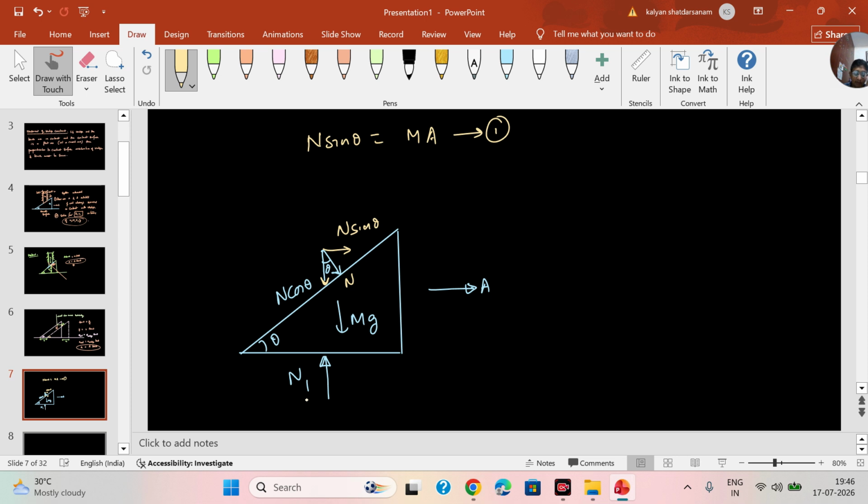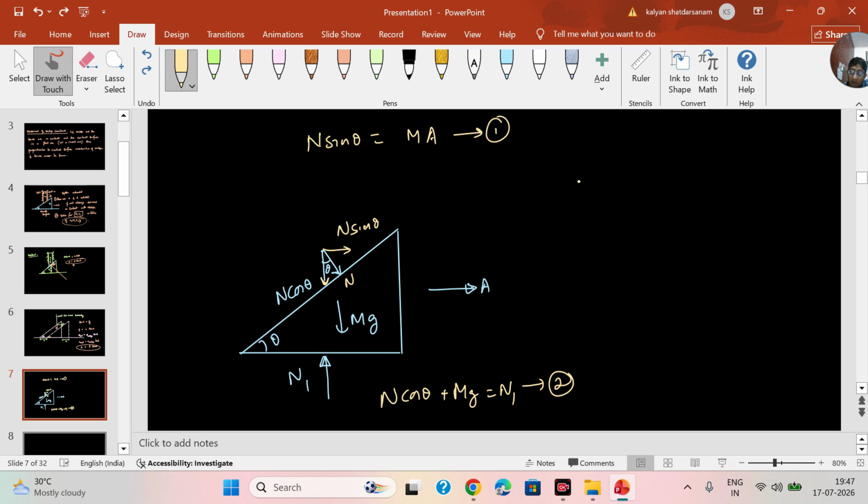Suppose you say, sir, why are you not writing the Newton's laws in vertical direction? You write it, no problem. You will get N cos theta plus mg is going to be N1. You will get an equation, but it contains a new variable N1, and I don't need that for my solving actually. It's just another equation with a new variable. I don't need that. If you want, you can write that.